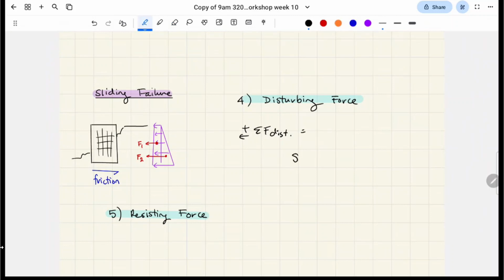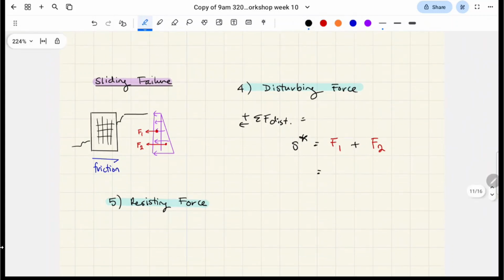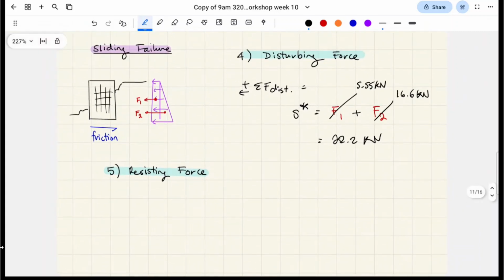This will be our S star in the case of sliding. So we literally just group together F1 and F2, right? And what numbers are these? These are 5.55 kilonewtons, 16.6 kilonewtons, giving us an S star value of 22.2, okay? Okay, for resisting forces, this will work slightly differently. So this will be based on our frictional force, okay?